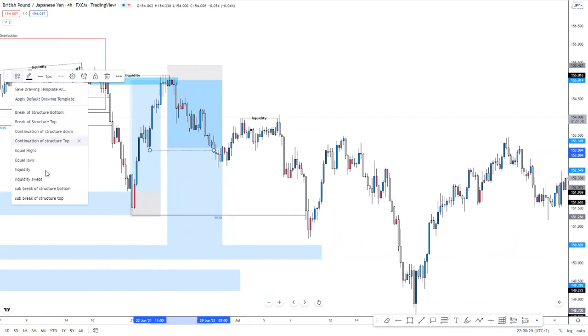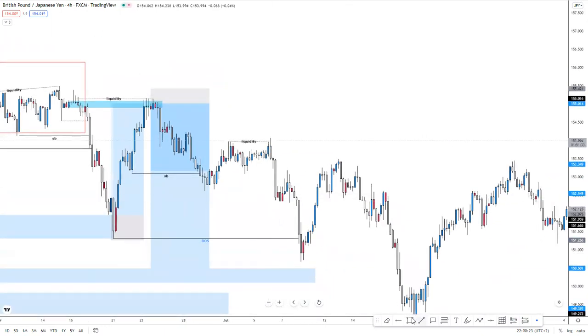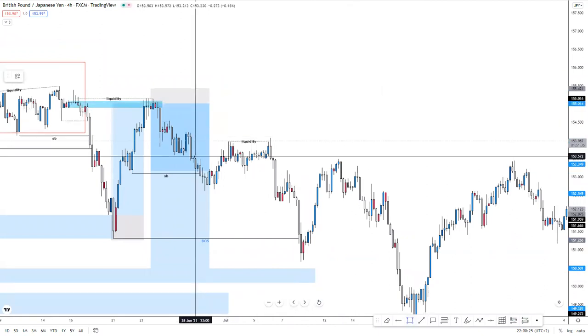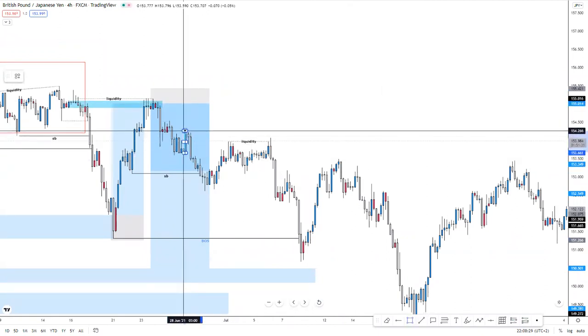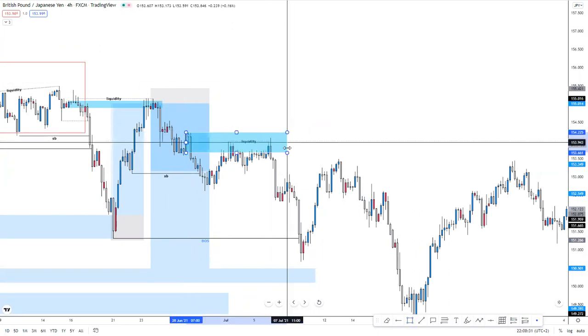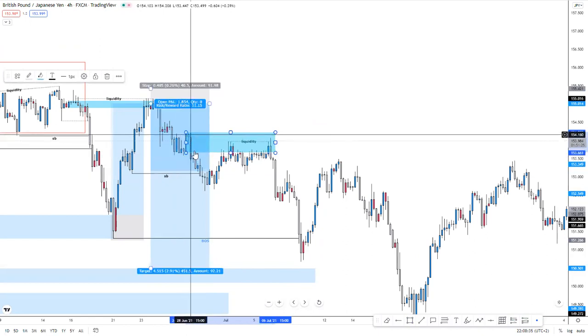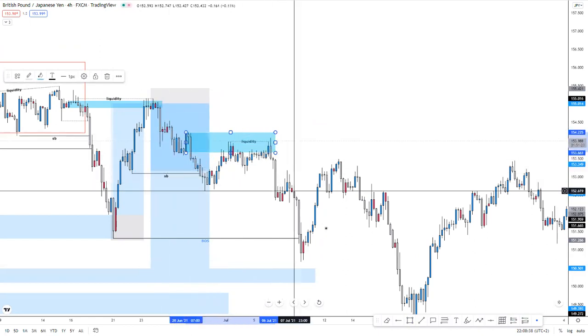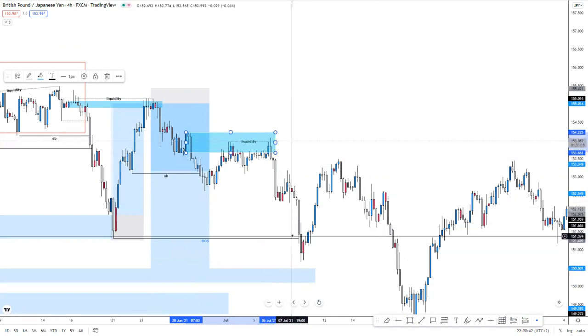Sub-break of structure there, sub-break bottom. And we're definitely going to highlight these two candles, this candle here, which really got activated. You can clearly see price broke structure, came through and then expanded. So this could have been another entry for you guys, right?